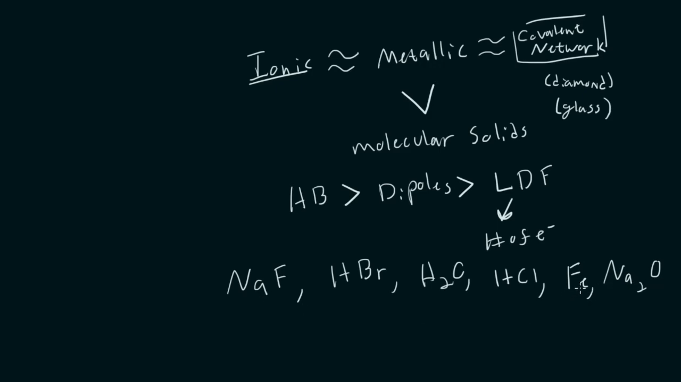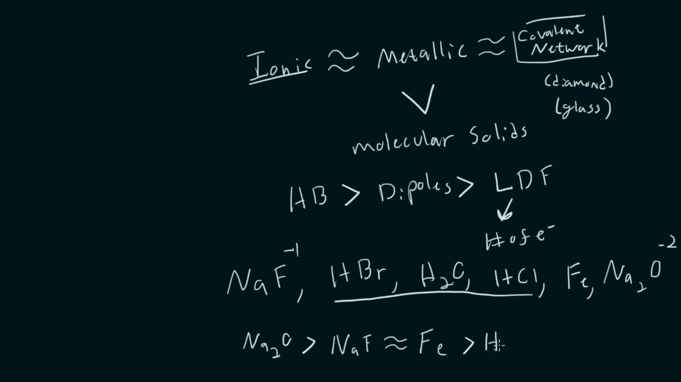NaF, Na2O, and Fe, those are all going to be my highest ones. My ionic bonds, I can separate those pretty neatly. Na2O is going to be my highest because it's got a higher charge. This is -2 versus -1. So it's going to be greater than the sodium fluoride. And that's going to be about equal to the iron. We're just going to say they're near each other. Now, those are going to be greater than all of these because all of these are going to be covalent solids. Now, when I look at H2O, I can see that that's going to have hydrogen bonding, so that's going to be my next one.